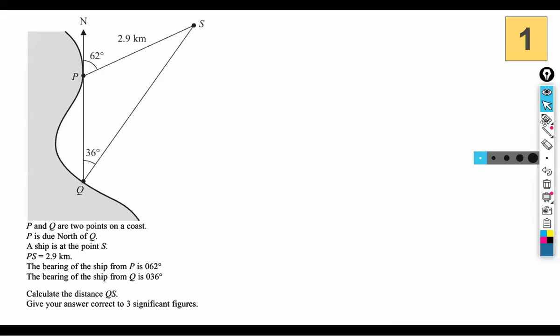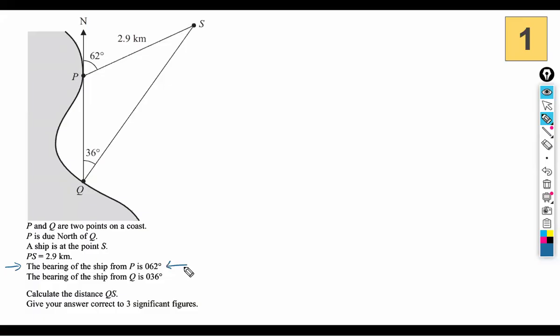So I just want to show you all that the diagram actually makes sense, right? They gave you the 2.9 kilometers, whatnot. Now, I want you all to read this sentence here. The bearing of the ship, right? The S is supposed to be the ship. From P is 62 degrees.